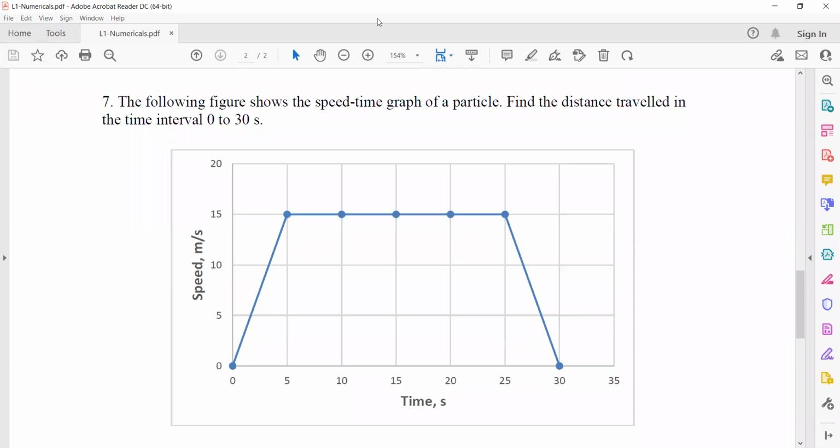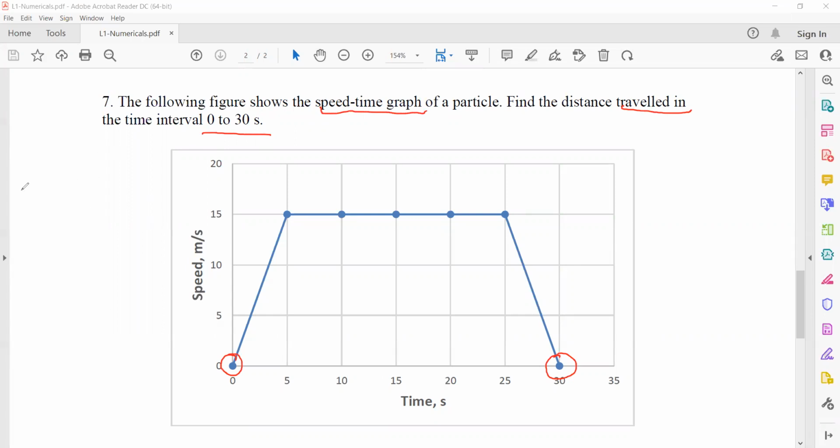Okay, friends, you can see another problem here, another graphical problem. From the following, this figure shows a speed time graph. Speed is along the y-axis, time is along the x-axis. Find the distance traveled in the time interval 0 to 30 seconds. So in 0 to 30 seconds time, how much distance has been covered by the particle?